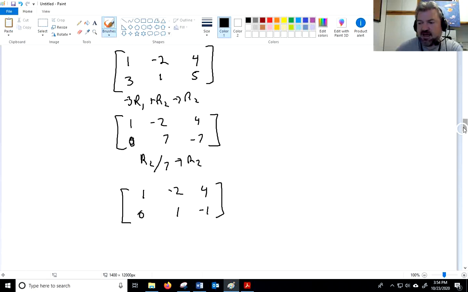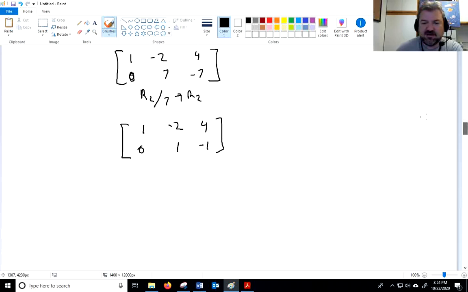We could be done right now. We really could. We got the triangle power. We know that 1y is negative 1. We could plug that in right here: x minus 2 times a negative 1 equals 4.